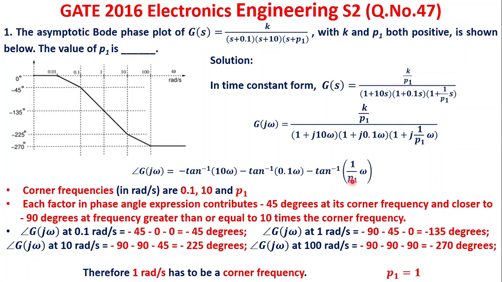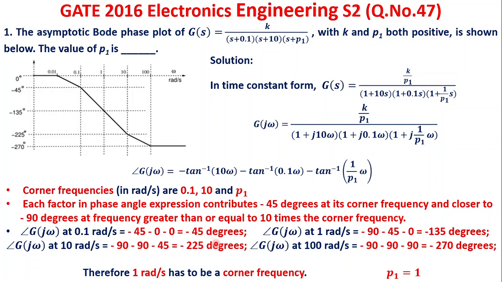Therefore, this P1 should be 1 only. That's what I am saying. P1 is 1 means that only then you will have minus 90 degrees, because it is 10 times the corner frequency. So, minus 225 degrees. See, at 100 radian per second, all are contributing minus 90 degrees. Why? Because at 100 radian per second, this corner frequency is 0.1, so 100 is very much greater, therefore definitely minus 90. This one is 10, and I am now calculating at 100, so this is also very close to minus 90. And this is 1, therefore at 100 this will also contribute minus 90.